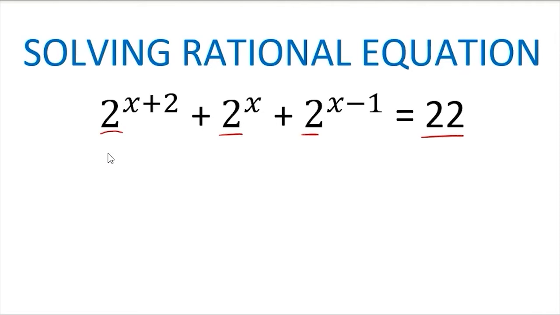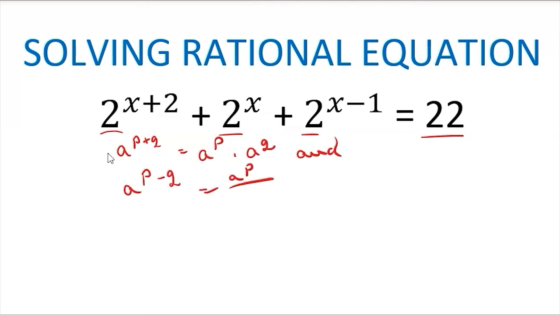So we have a to the power of p plus q equals a to the power of p multiplied with a to the power of q. And also, a to the power of p minus q equals a to the power of p over a to the power of q.